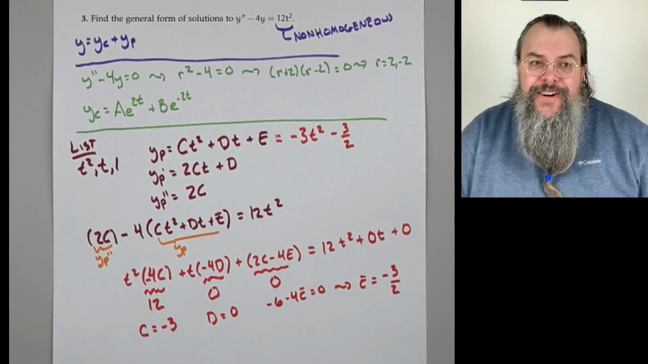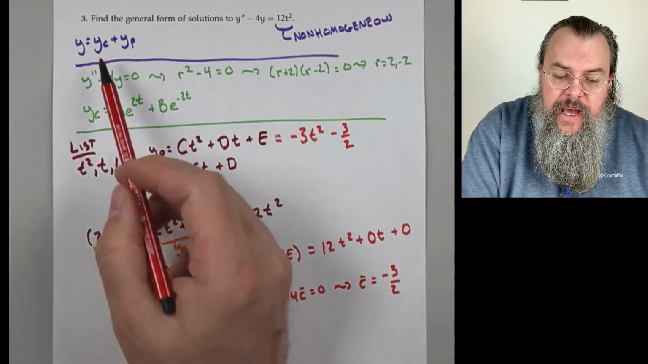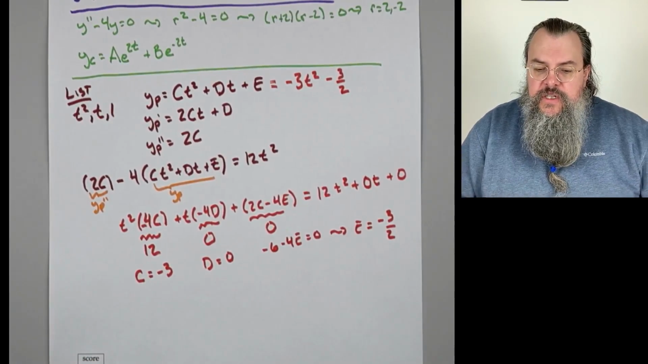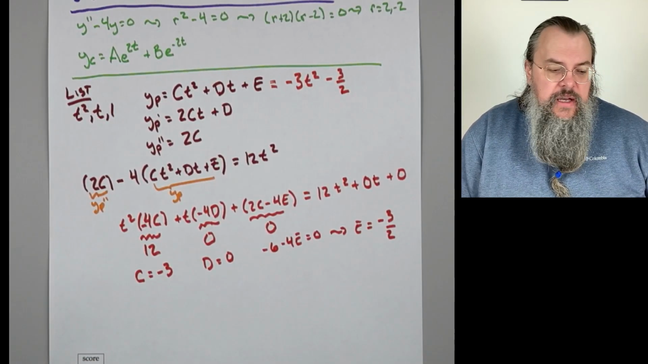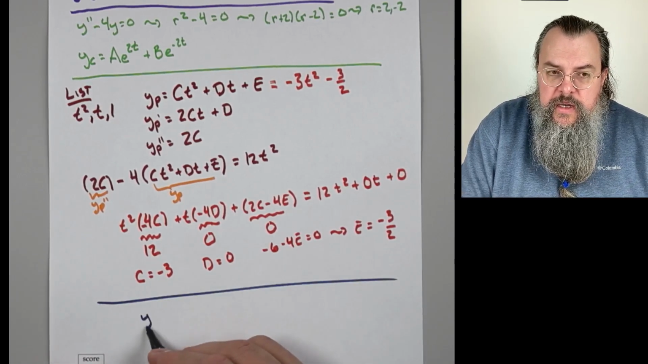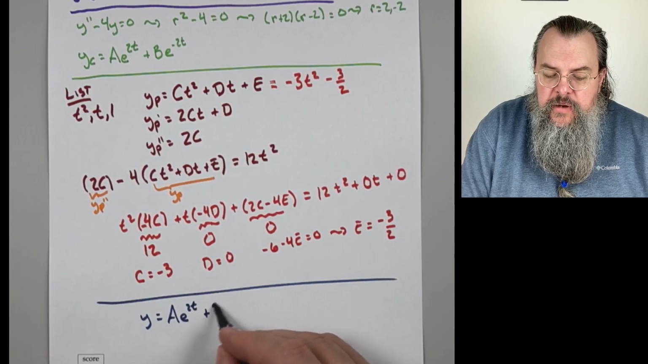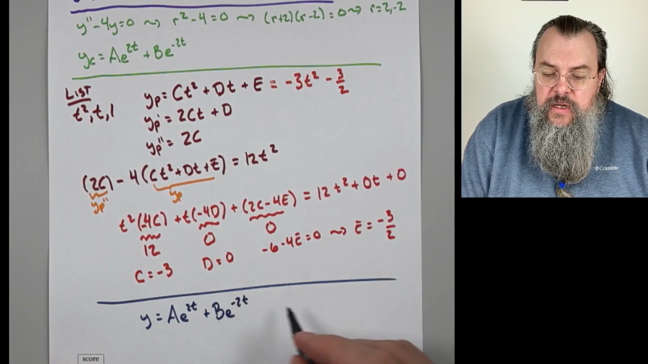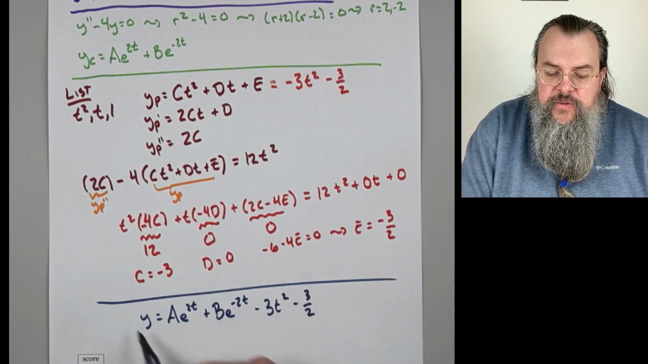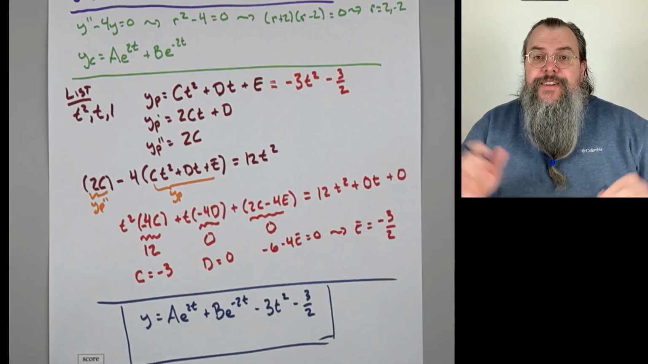There we go. All right, now what's our final answer? Because after the general form, we need to add our pieces together. So we move it up to give ourselves just enough space, and we say, aha, our final answer is y equals a e to the 2t plus b e to the minus 2t, minus 3t squared, minus 3 halves. And done. That's it. We're done.